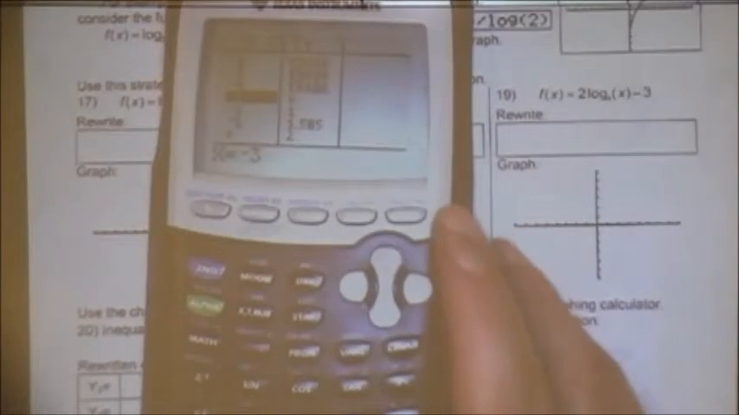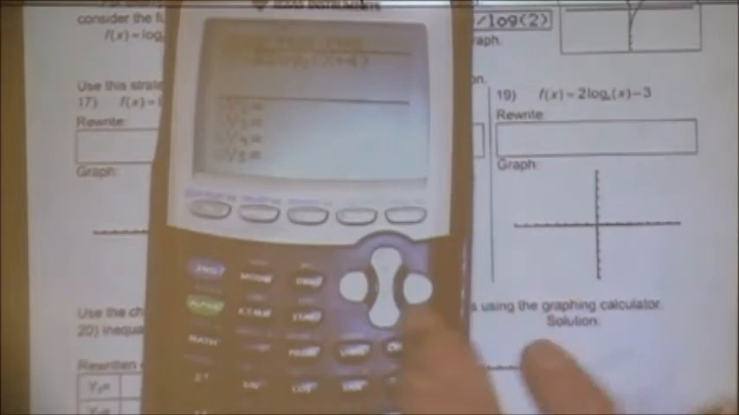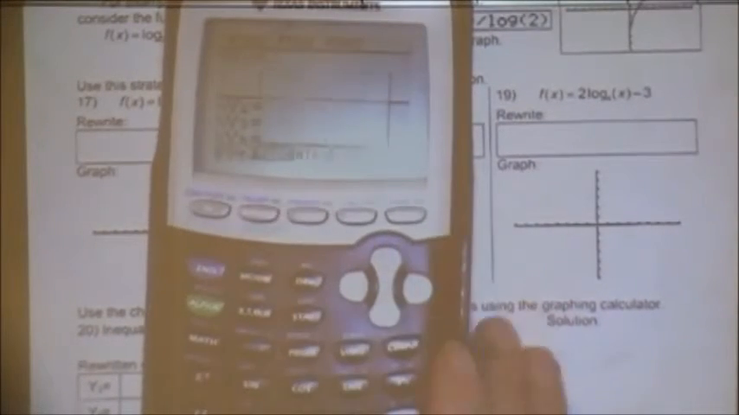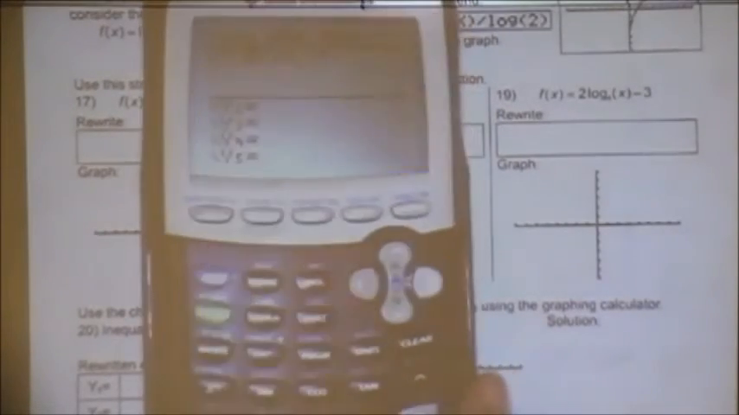Wait, can you type that in one more time? Sure. Okay, so you do alpha, window, 5. And then you just put the stuff in. Okay.